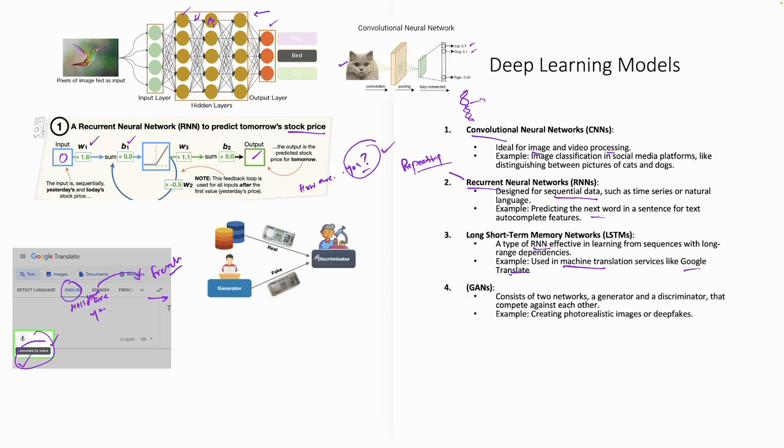Next one, GANs, very important, guys. They are really getting very popular these days. GANs have a concept of two networks. So this is one neural network, and this is the other neural network, right?